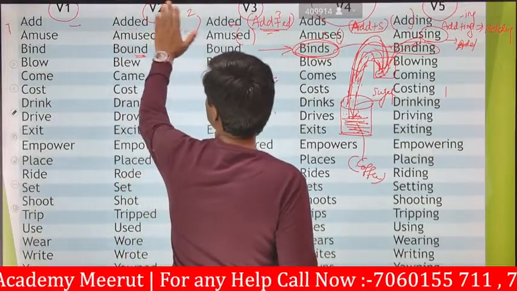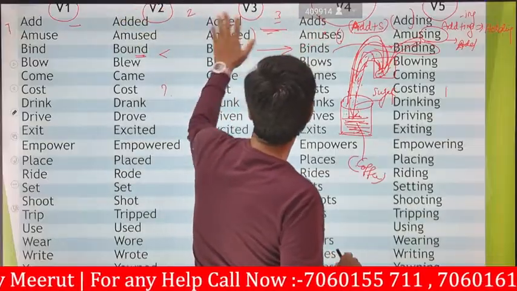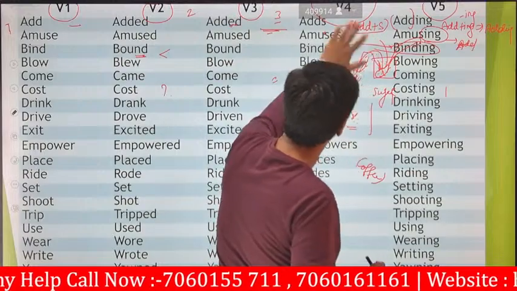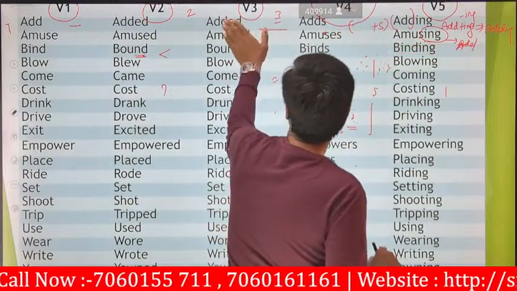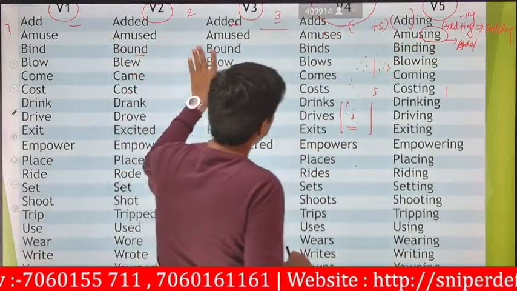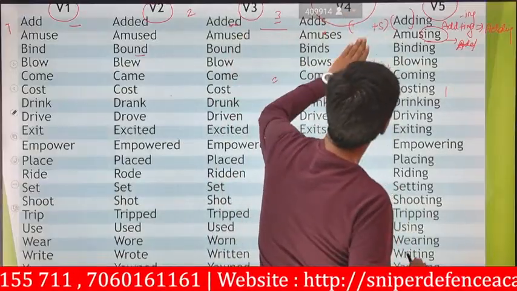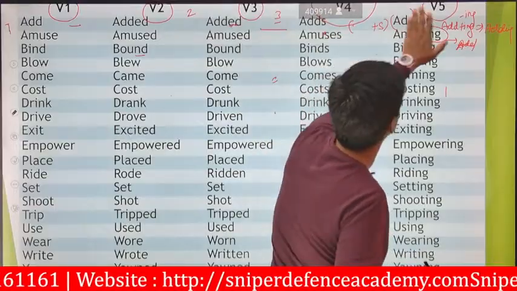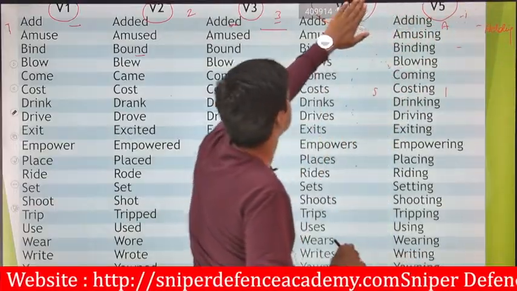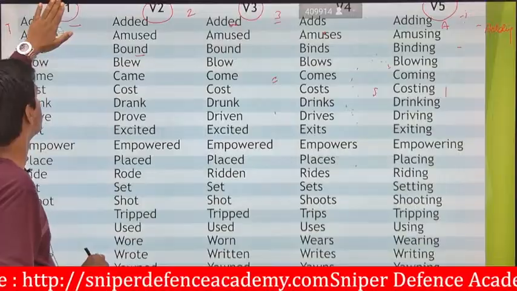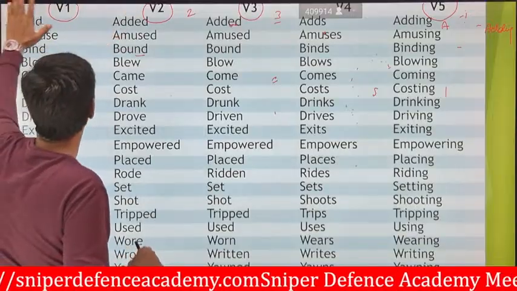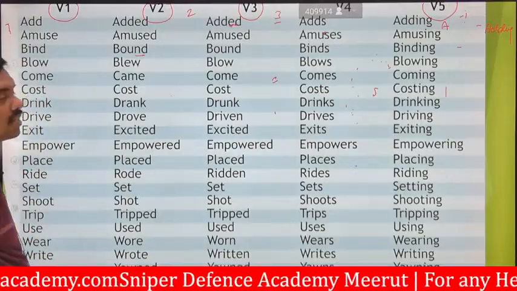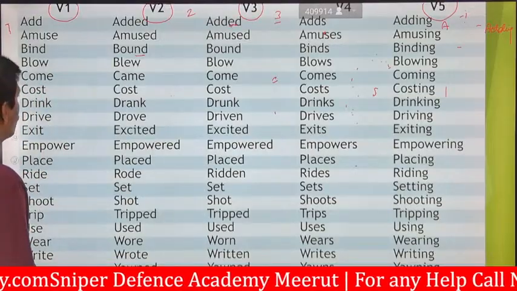So how will you say? Bind will be replaced in terms of bound, bound, bound, binds, and binding. So these are some of the changes of verbs which will take place as shown here. And fourth one is blow.